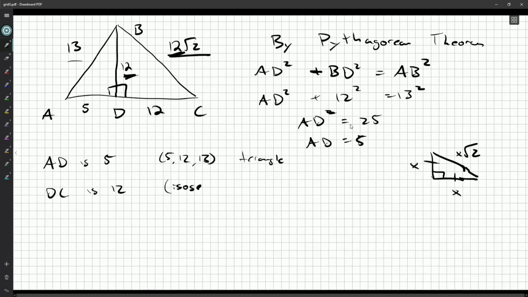Because it's an isosceles right triangle. Okay, and so AC, which is what they want, is 5 plus 12, 17, and we're done.